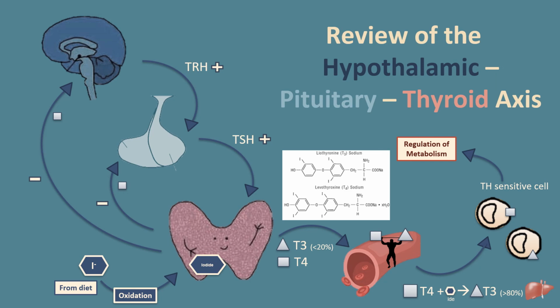T4 and T3 are transported through the blood by carrier proteins to the thyroid hormone-sensitive cells, and these cells respond by regulating various metabolic processes.